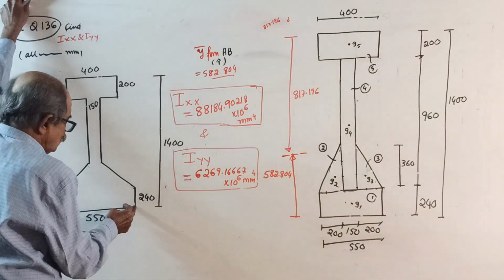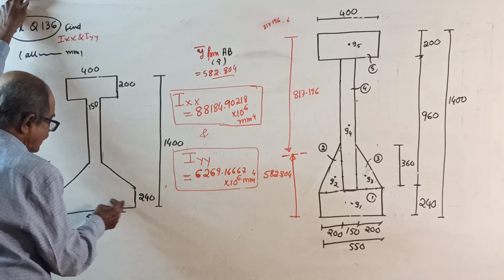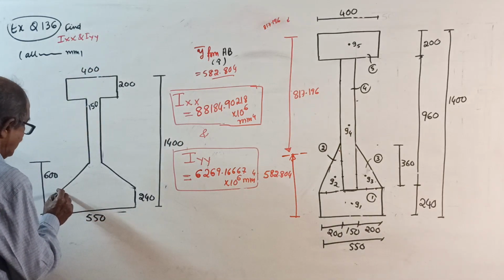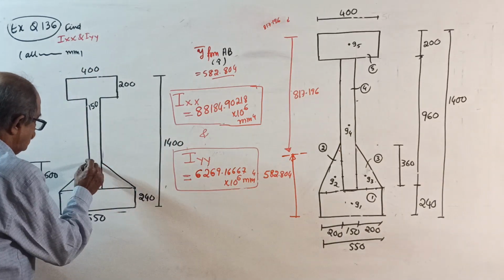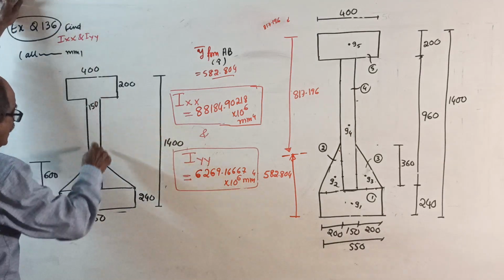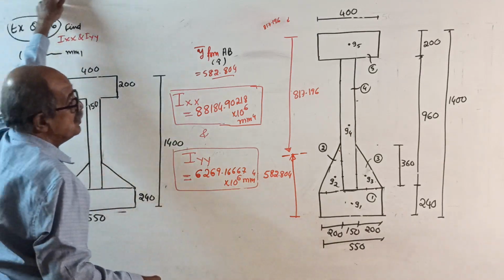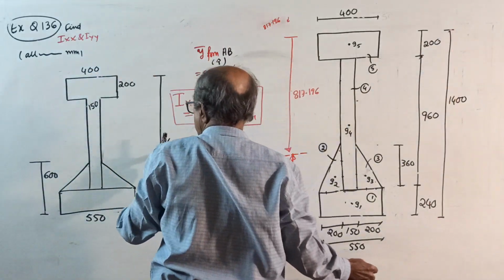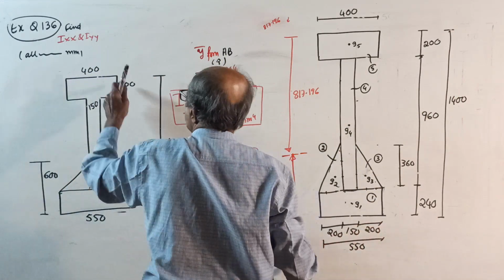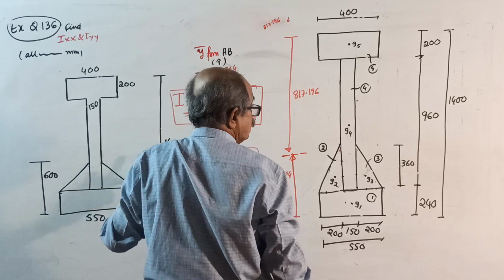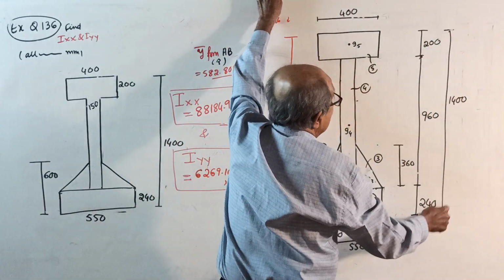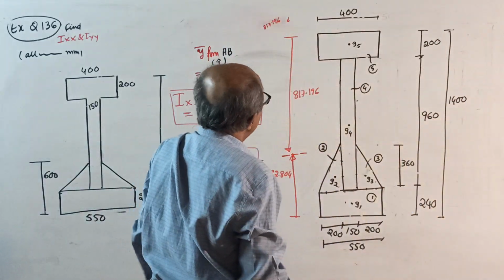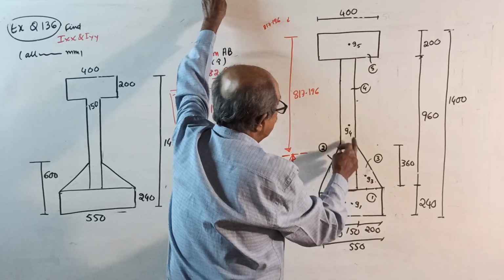600 given here, 240 given here. From 600 subtract 240, I will get 360. See, I am dividing like this. Okay, then lastly, how to get the height of this middle portion web? Total 1400 given. From that, subtract 200 and subtract 240. From 1400, subtract 200, subtract 240, I got 960. I will take 1, 2, 3, 4, 5.